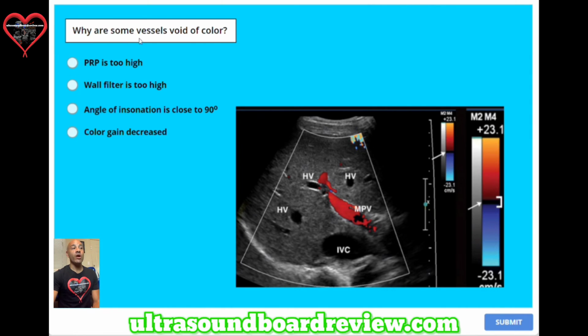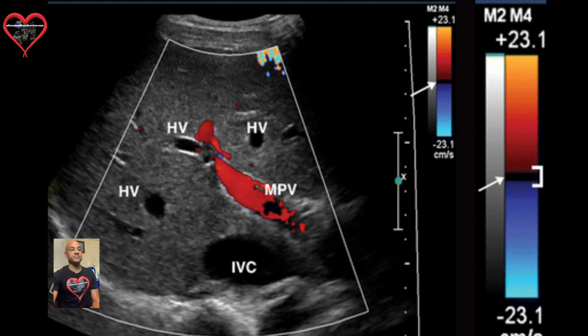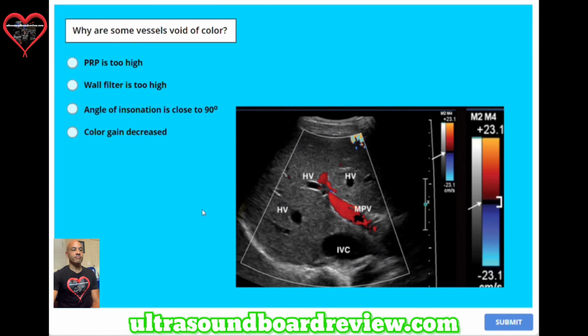Question 25. Why are some vessels void of color? A, PRP is too high. B, wall filter is too high. C, angle of inclination is close to 90 degrees. Or D, color gain decreased. The answer is B, the wall filter is too high.